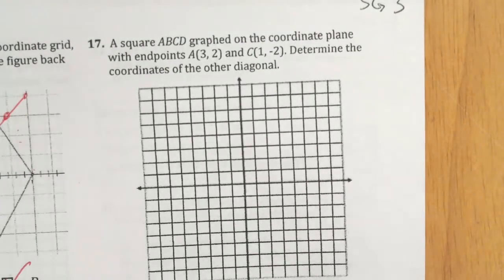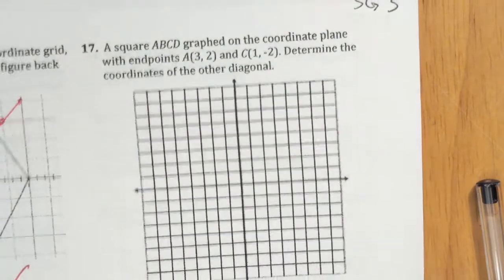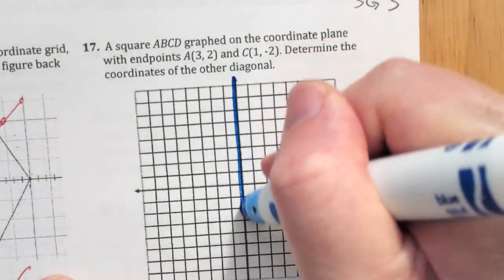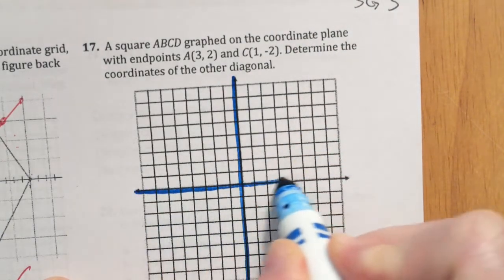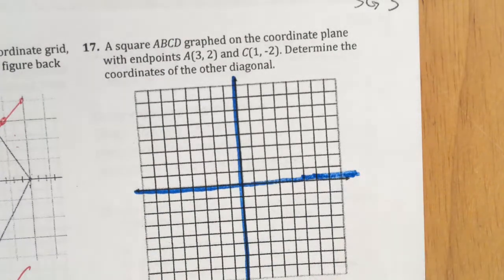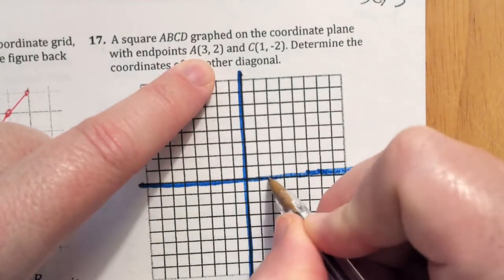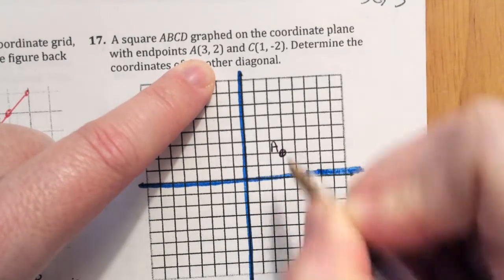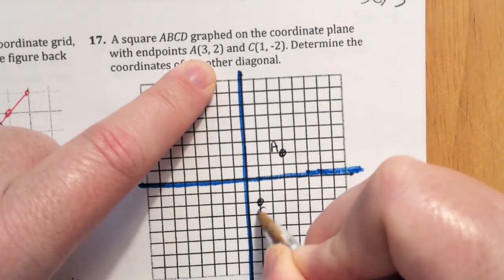All right, number 17. Okay, so before we start, we need to actually plot this. To help me recognize where the axis lines are, see where the arrows are, I'm going to darken those axis lines, and that helps us pick out where our center is. Okay, so we're going to plot these points. So positive 3, 1, 2, 3, positive 2, 1, 2. And that is my A. And then 1, negative 2, that's my C.